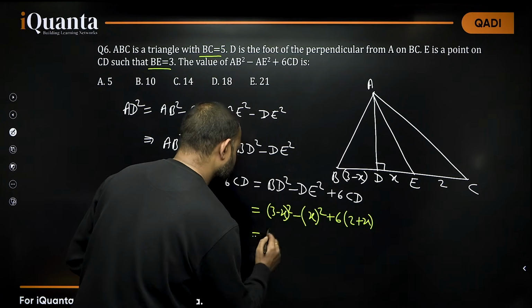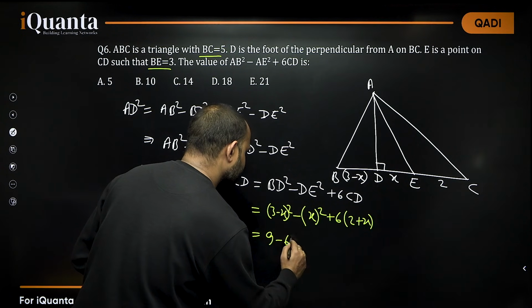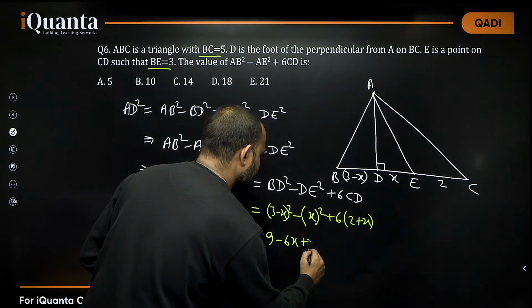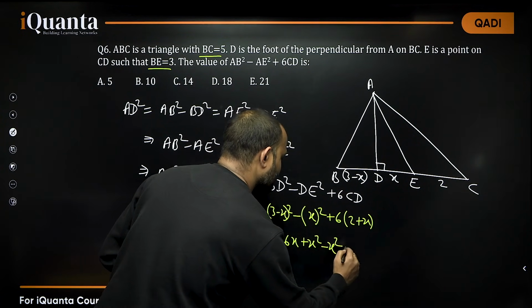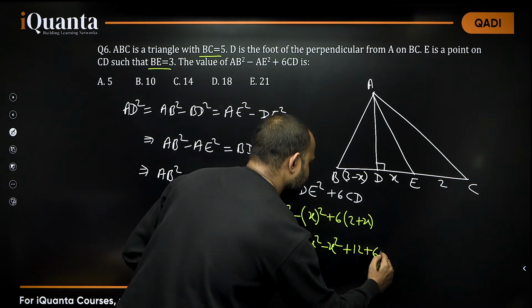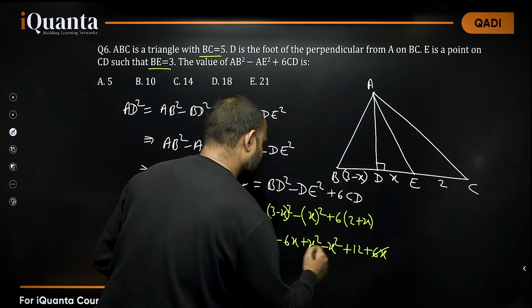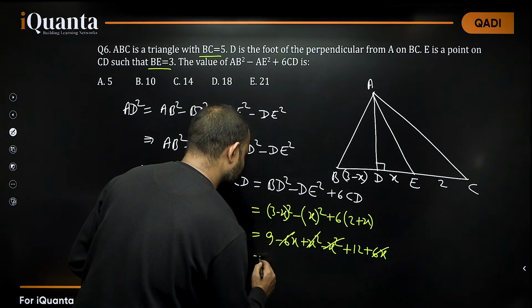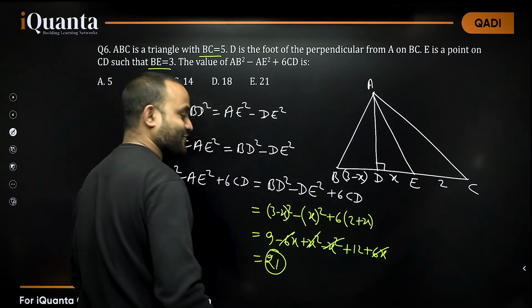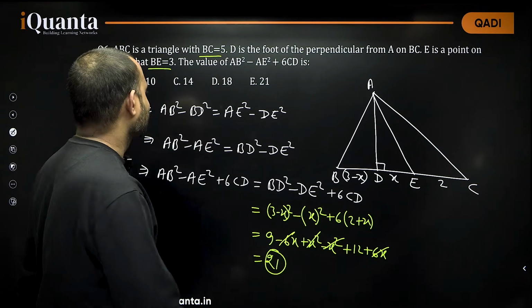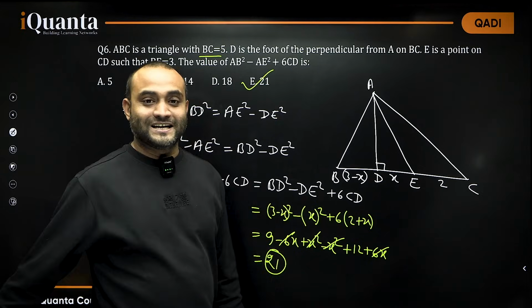Now if we solve this, 9 minus 6X plus X square minus X square plus 12 plus 6X. Now if we cancel out 6X and X square, very easily we are getting 21, and it's in the options, right? So option E is the correct answer.